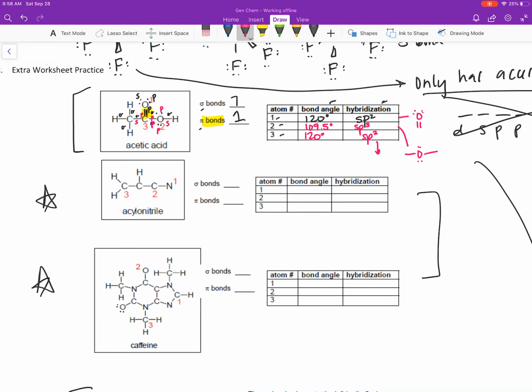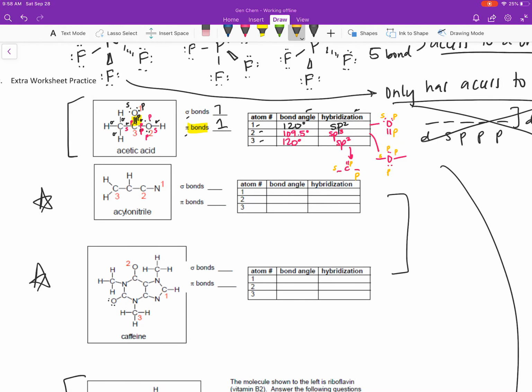So I'm going to draw those out. So we have sp2, sp3, sp2. Okay, so just layering what we've talked about in the last couple of lessons.